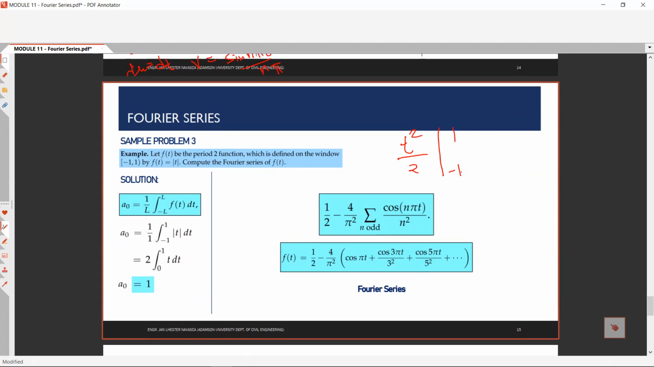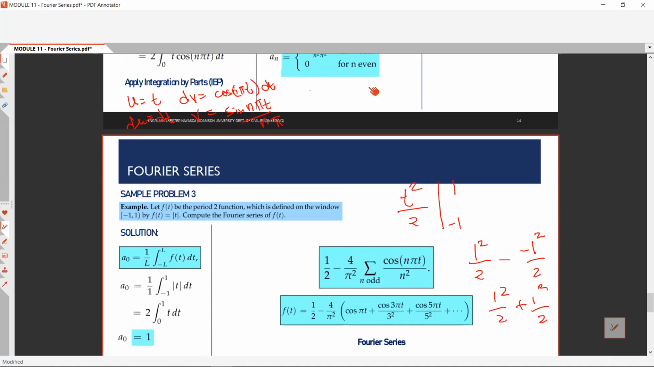Because this one is 1 squared over 2 minus negative 1 squared over 2. You have 1 squared over 2 plus 1 squared over 2. You have 1/2. Okay, so 1/2 plus 1/2 is 1. Okay, that is why your a sub 0 is equal to 1.